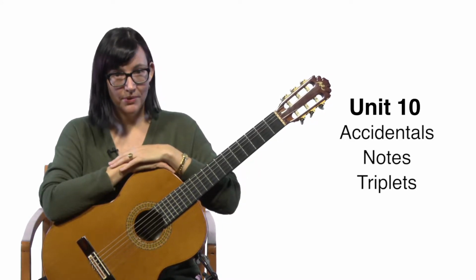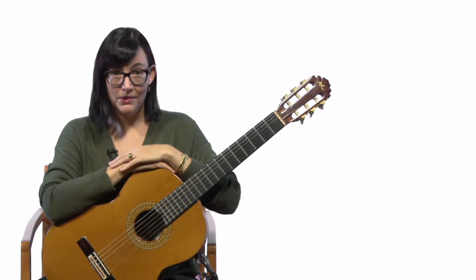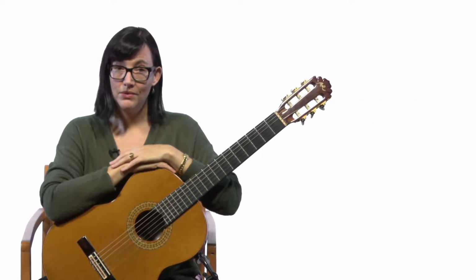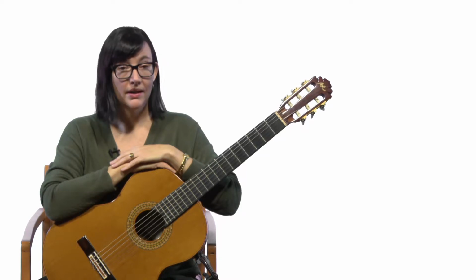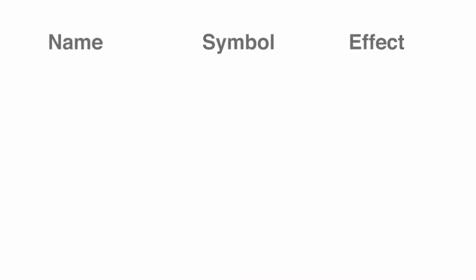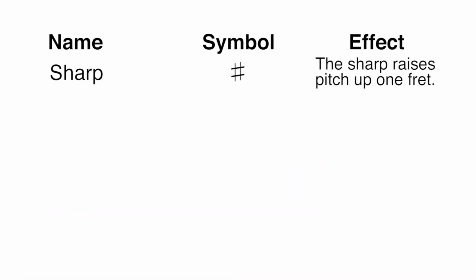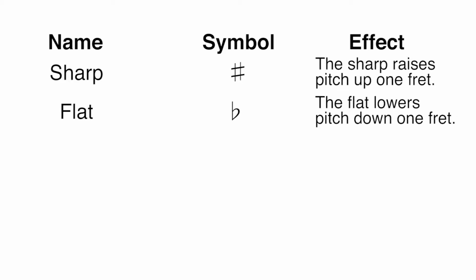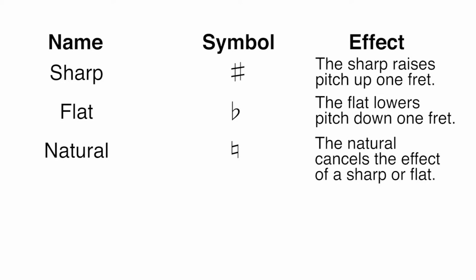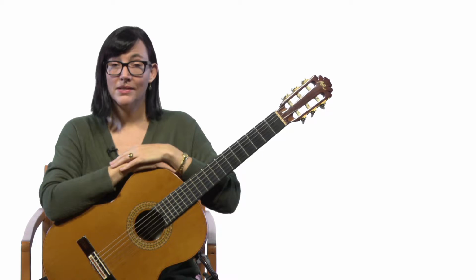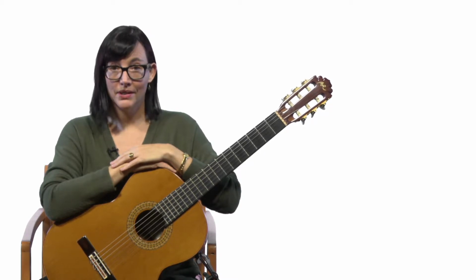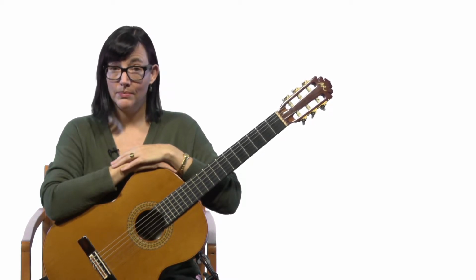Accidentals are symbols that pair with notes to create new notes. Three of the most common accidentals are the sharp, the flat, and the natural. The sharp raises pitch up one fret. The flat lowers pitch down a fret, and the natural cancels the effect of a sharp or a flat. The following examples will impart a deeper understanding of how accidentals function in music.